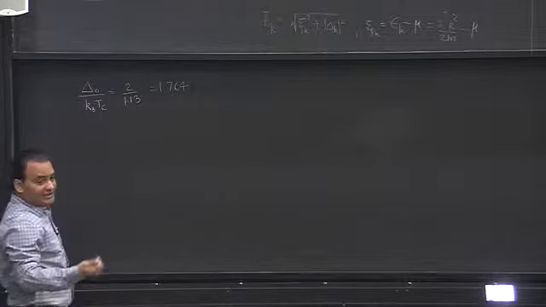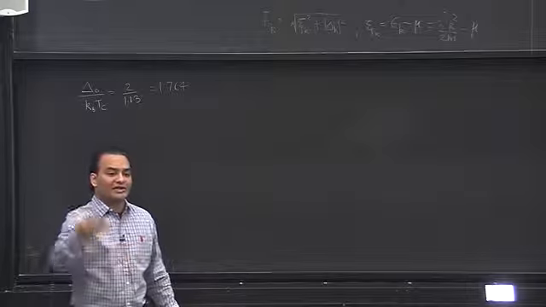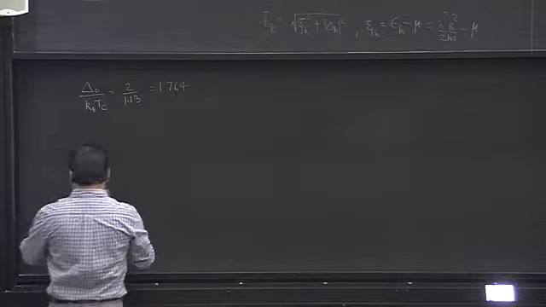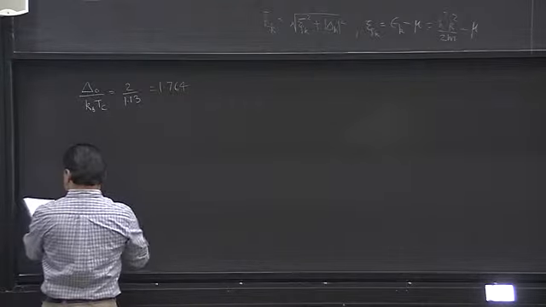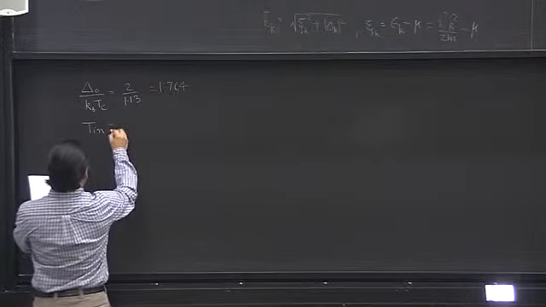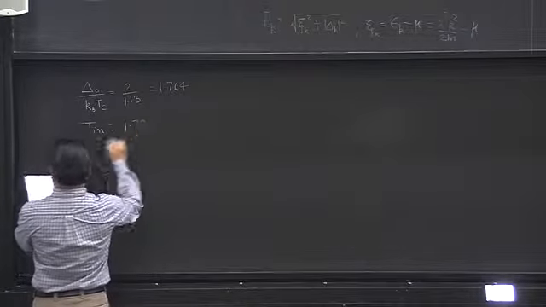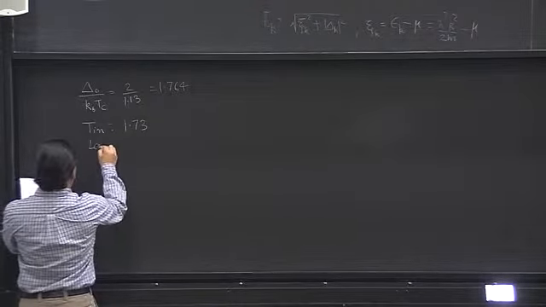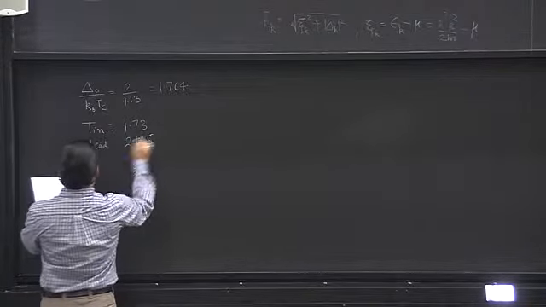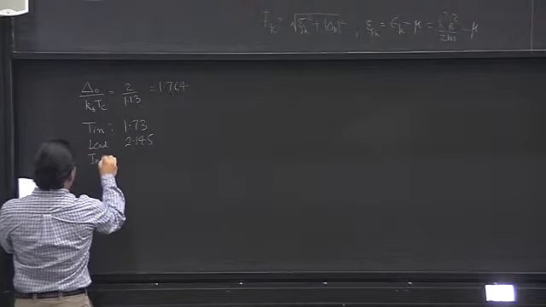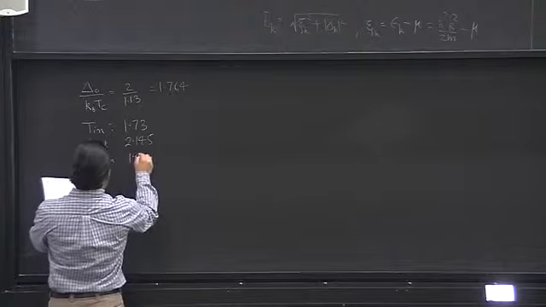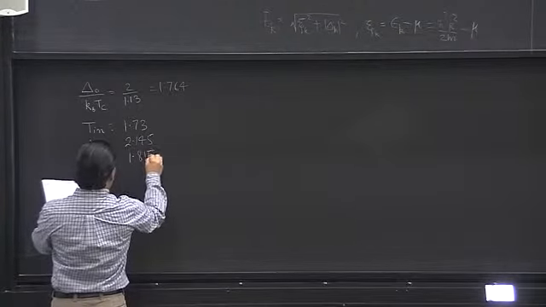You can also measure Tc. This is simply the temperature at which you have the phase transition. And when you do this, what you find is that for tin, this number comes out to be 1.73. For lead, this comes out to be 2.145. For indium, which is also a BCS superconductor, it comes out to be 1.815.